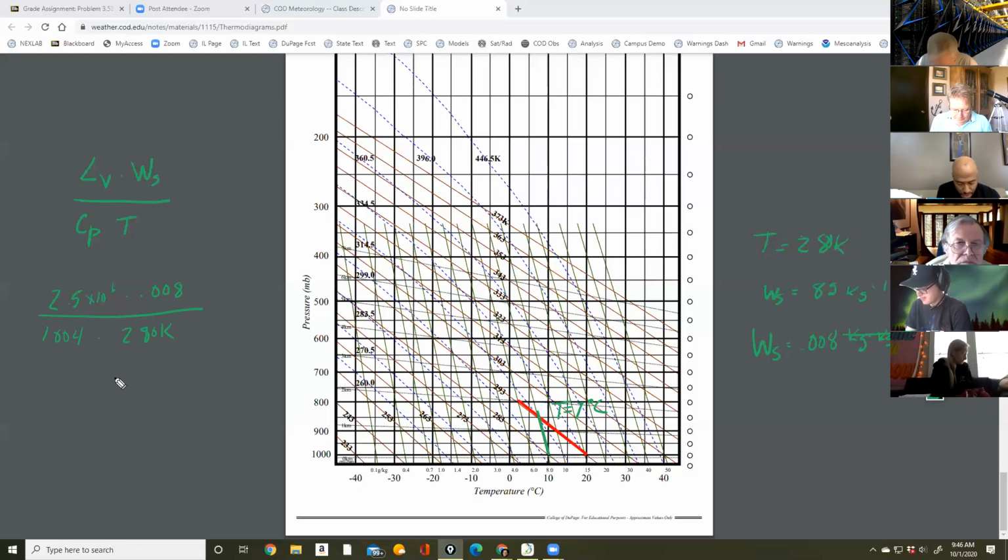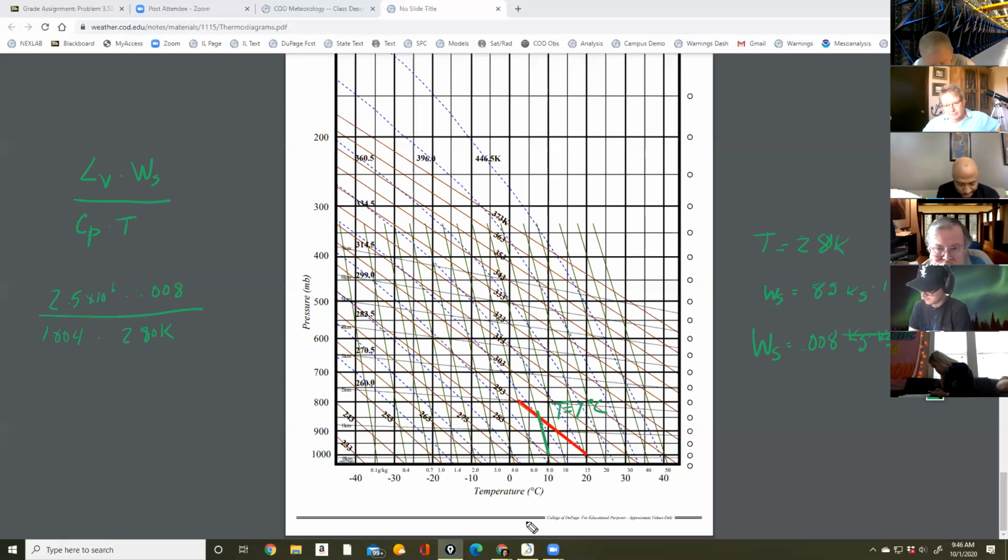Really quickly, because I think I just missed this: how do you get T equals 280 K? I thought it was 293. No, theta is 293, but you're asking me the temperature at the LCL. This is where you're starting. This is where you start to get moisture out.